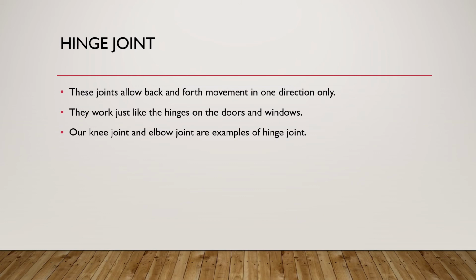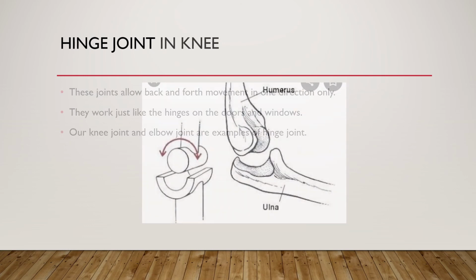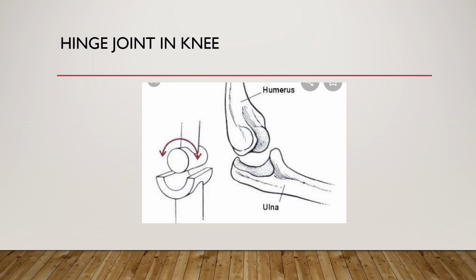Hinge joint. These joints allow only back and forth movement, and that too in one direction only. Like when we open and close a door, we can do it back and forth, not in any other direction. So these joints are given the name hinge joint because they work just like the hinges on doors and windows. In our body, the knee joint and elbow joint are examples of hinge joints. That is, you can move them in only one direction. Here you can see the diagrammatic representation of the hinge joint which is present in the knee.